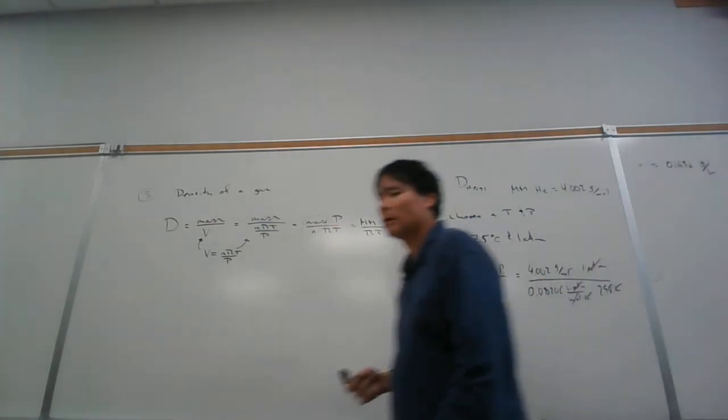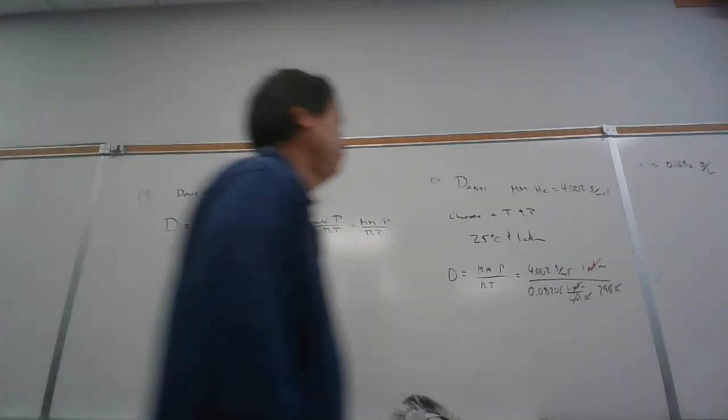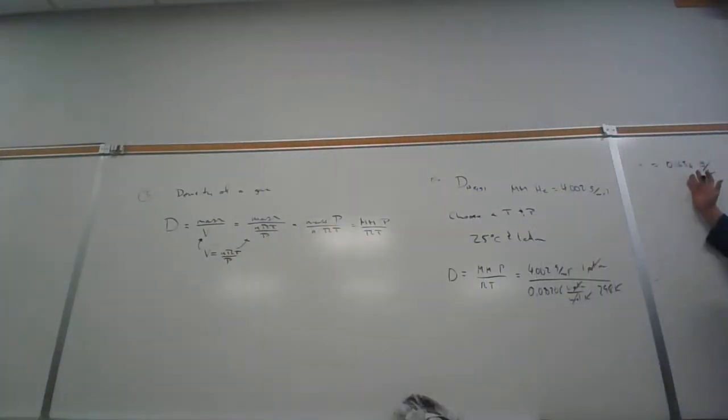What's the density of air approximately? What's the density of water approximately? Water is 1 gram per milliliter. What's the density of air approximately? 1 gram per liter. And so this is like 10 times less dense than air. Less than 10 times.